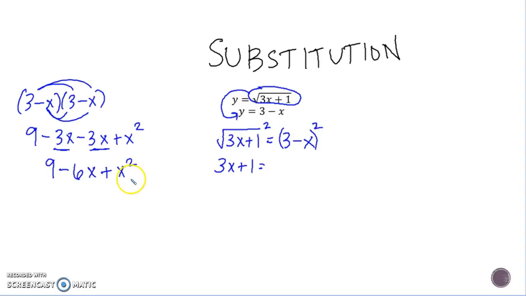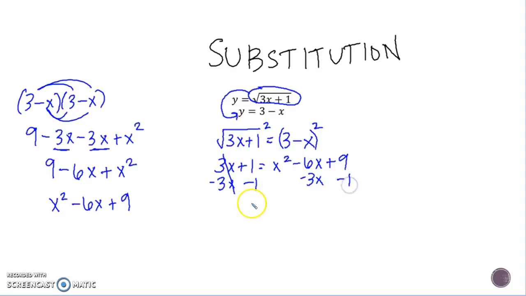And then I'm going to go ahead and write it in standard form. Put my biggest exponent first. So that's the positive x squared. Then my negative 6x term. And then the positive 9 at the end. So I have 3x plus 1 equals x squared minus 6x plus 9. And now I have a quadratic, because of that x squared, so to solve a quadratic, I have to set it equal to 0. So I'll subtract the 3x over, subtract the 1 over. So I'll have 0 equals x squared minus 9x plus 8.